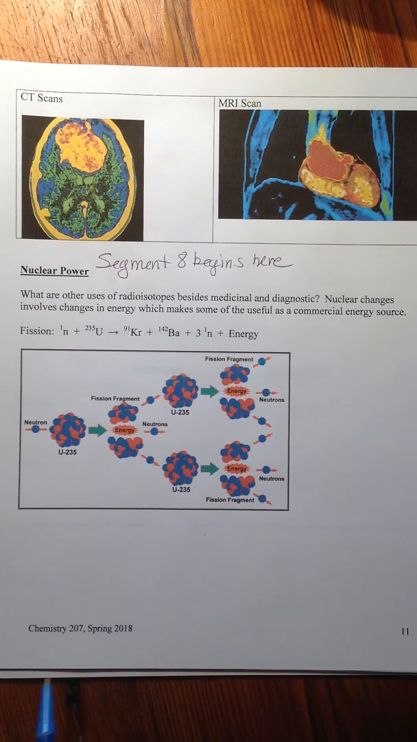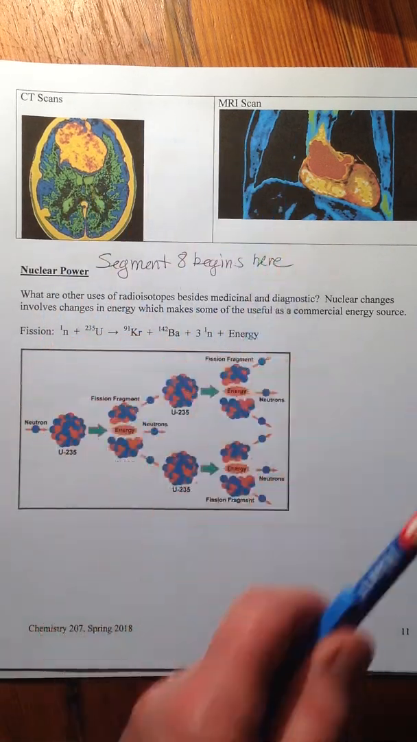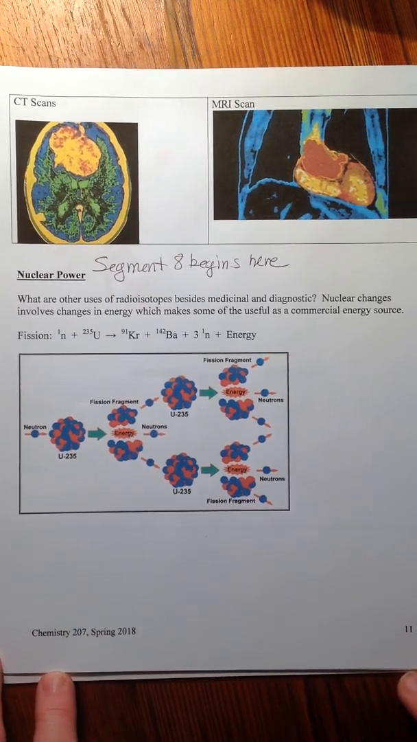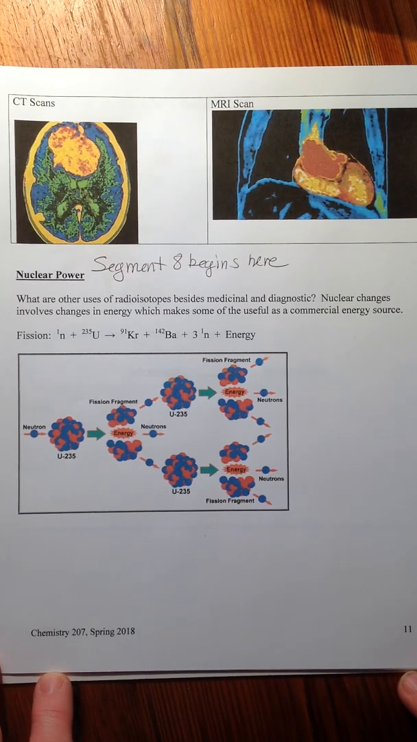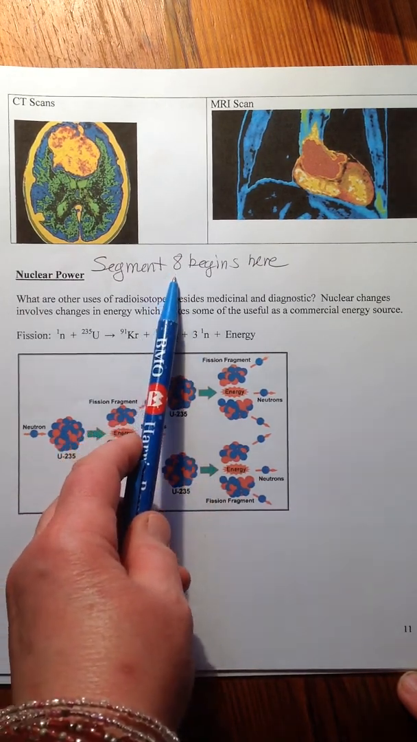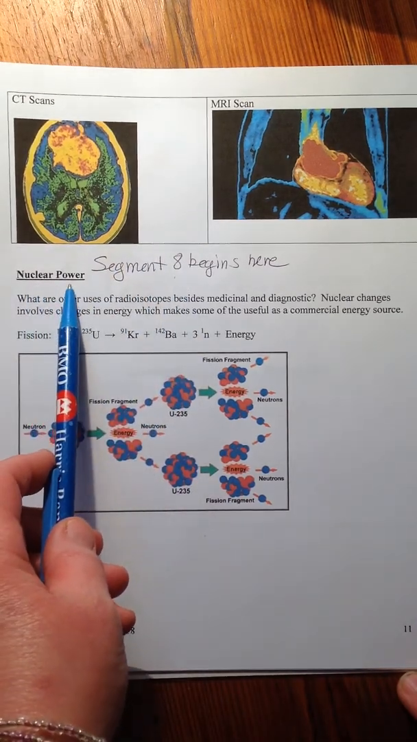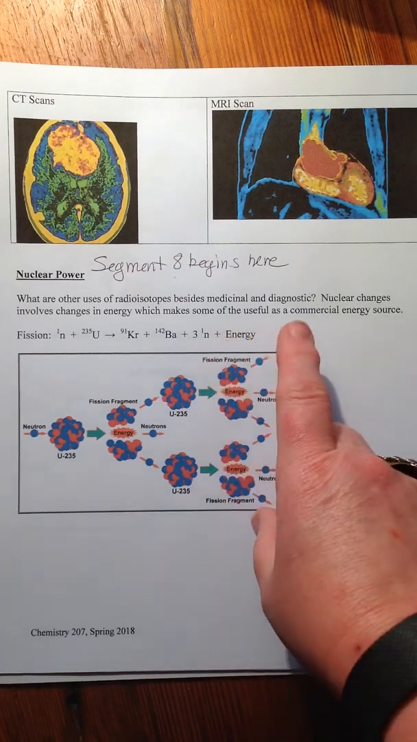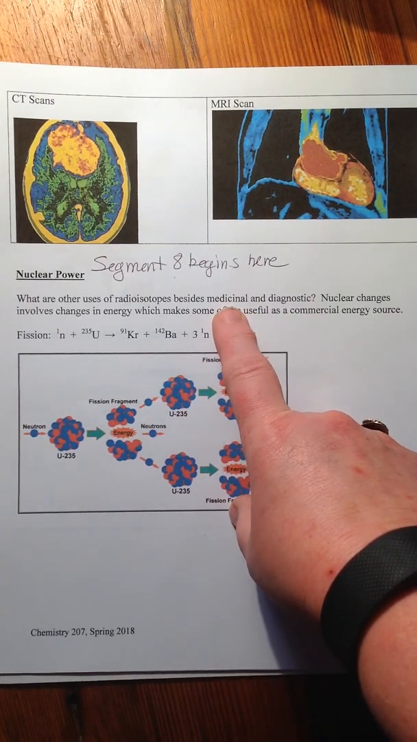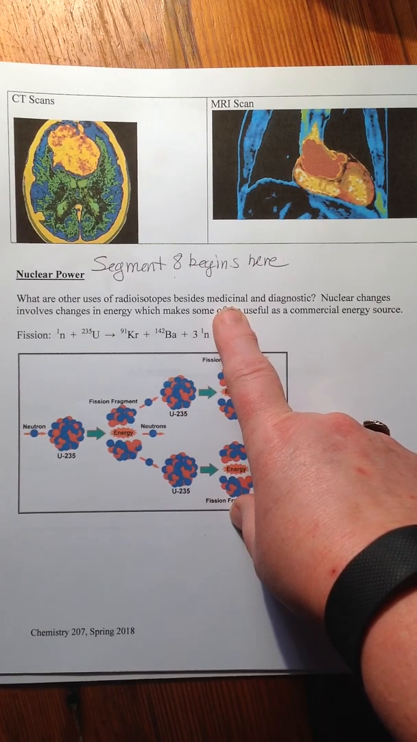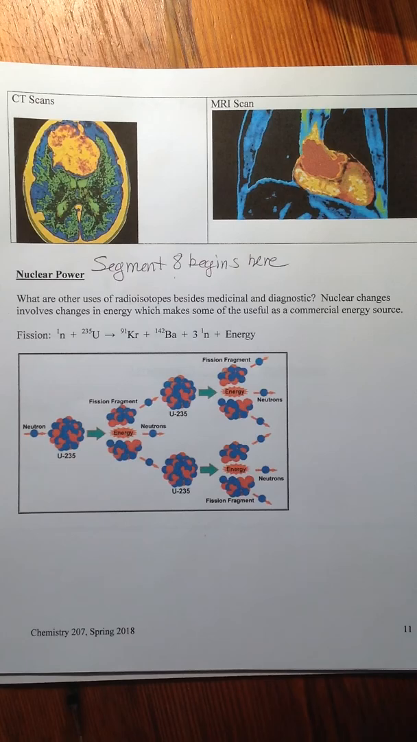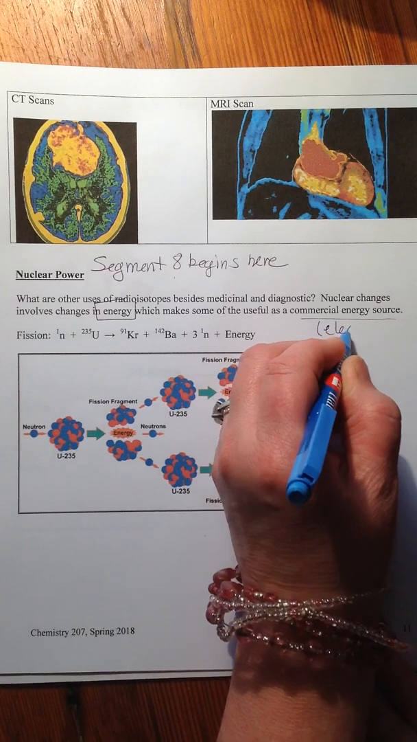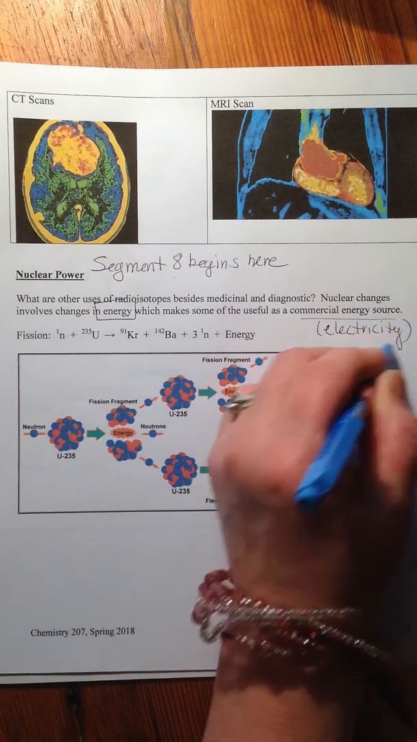In the last segment, we saw how modern medicinal scanning is at its most basic a function of energy events that are happening at the nuclear level. In this segment, we're going to talk about how we harness nuclear power. Now, in addition to having tracers or some kind of medicinal visual application, nuclear changes involve a change in energy, which can be useful for commercial energy sources. This is how we get some electricity, for example.